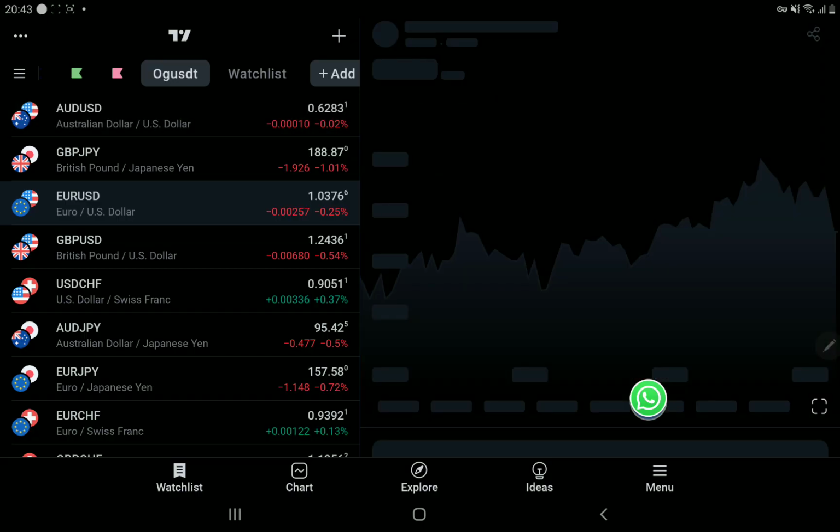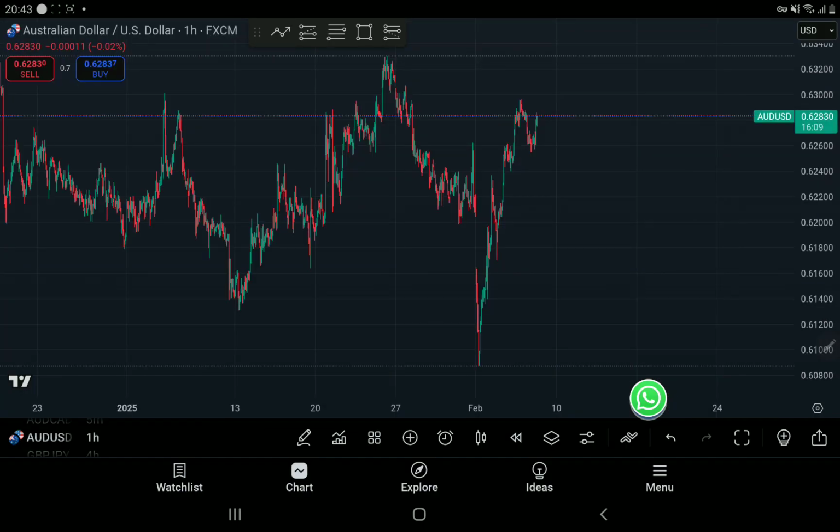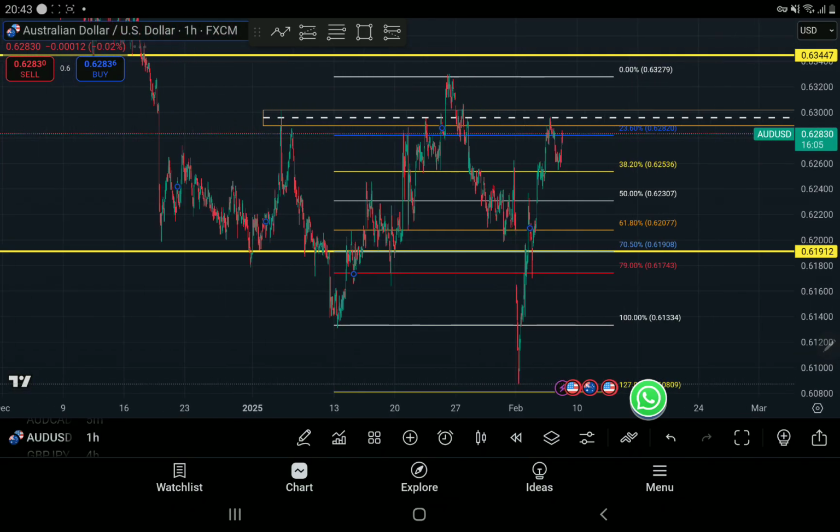Let's take a look at an opposite scenario case. Okay, now I want you to observe here. This is what we do have in an opposite case scenario.